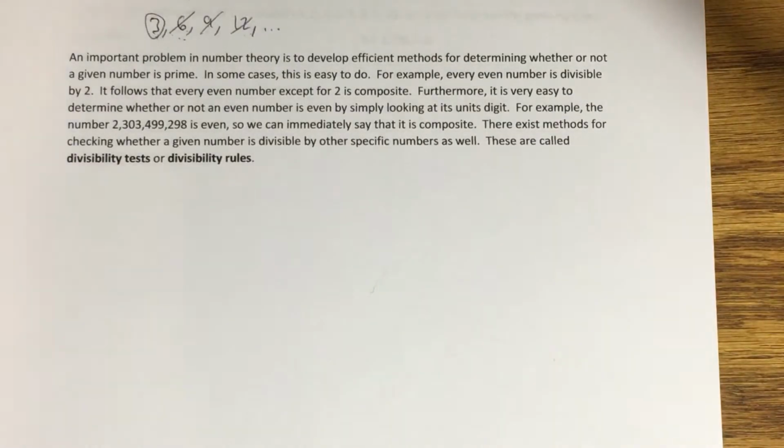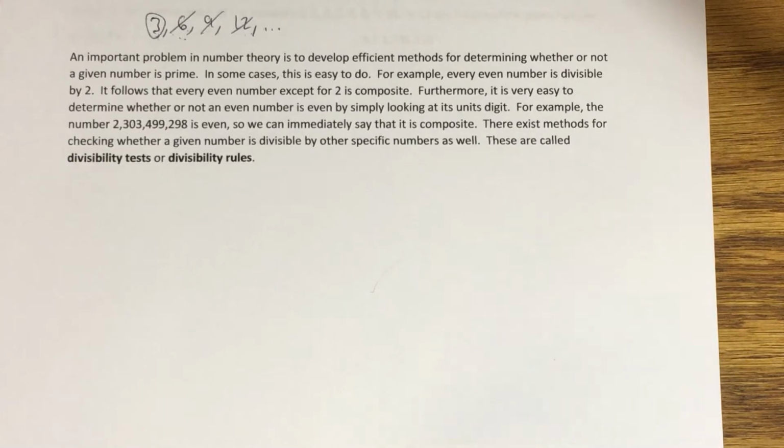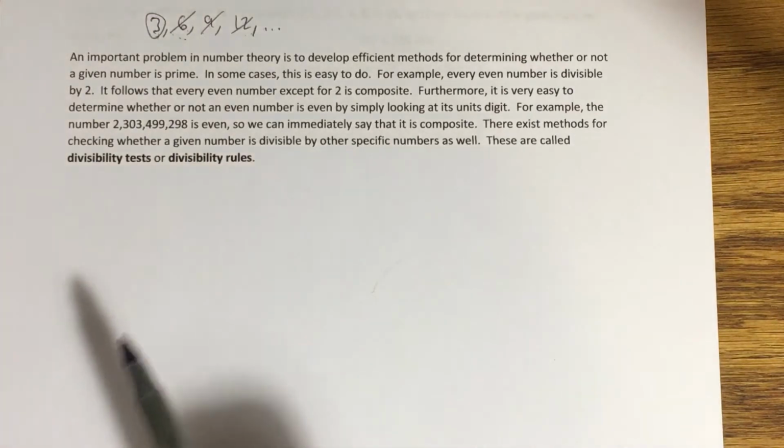Okay, so moving on with the topic of prime and composite numbers. We just did the sieve of Eratosthenes to demonstrate a method for using a process of elimination to determine what numbers are prime between 1 and some given number. We did from 1 to 100 in that example.